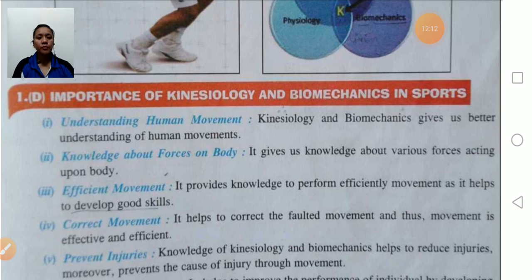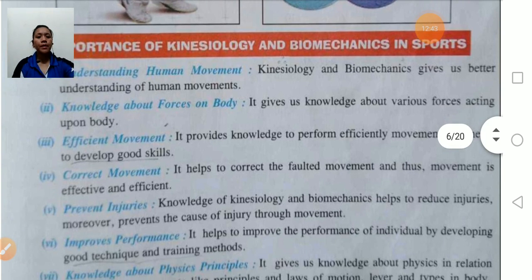Importance: what is the importance of kinesiology and biomechanics in sports? First is understanding human movement. Kinesiology and biomechanics help us know about human movement, how our body moves. Knowledge about various movements of the body. Knowledge about force on the body. It gives us knowledge about the various forces acting upon the body.